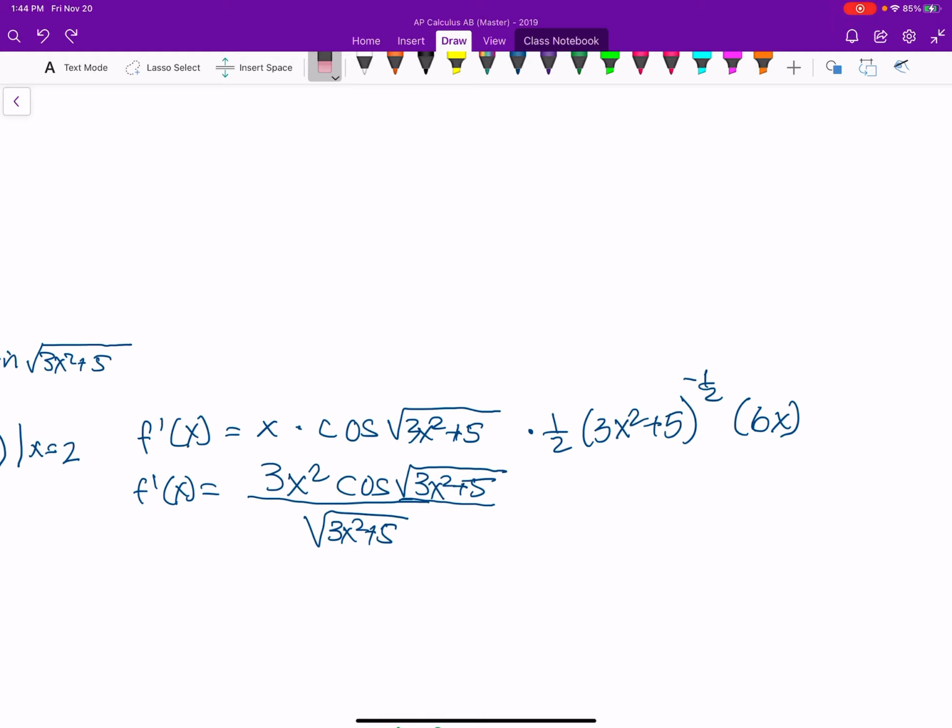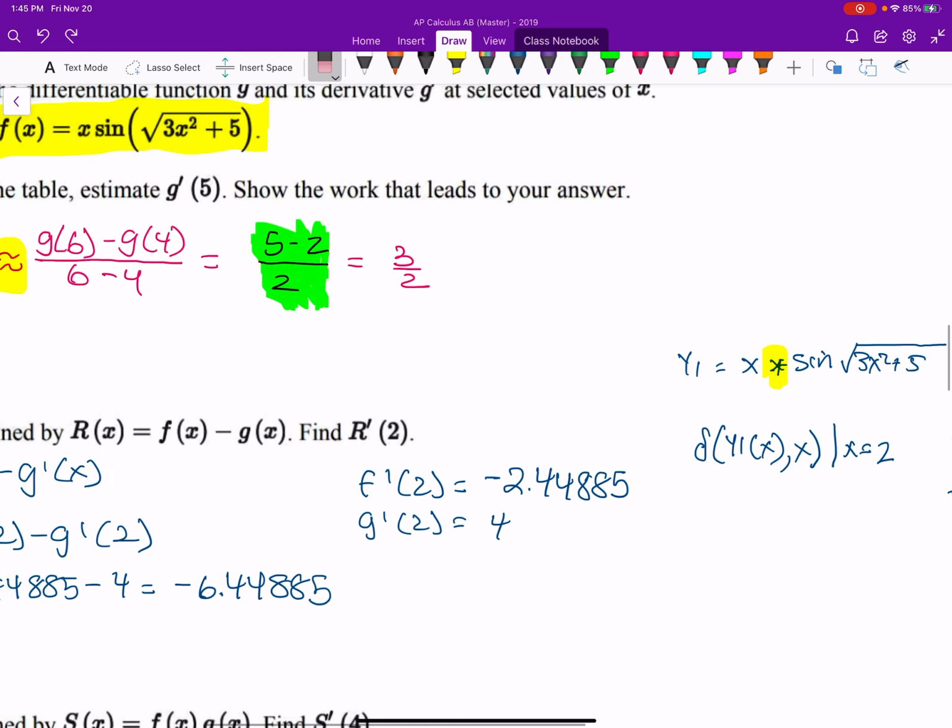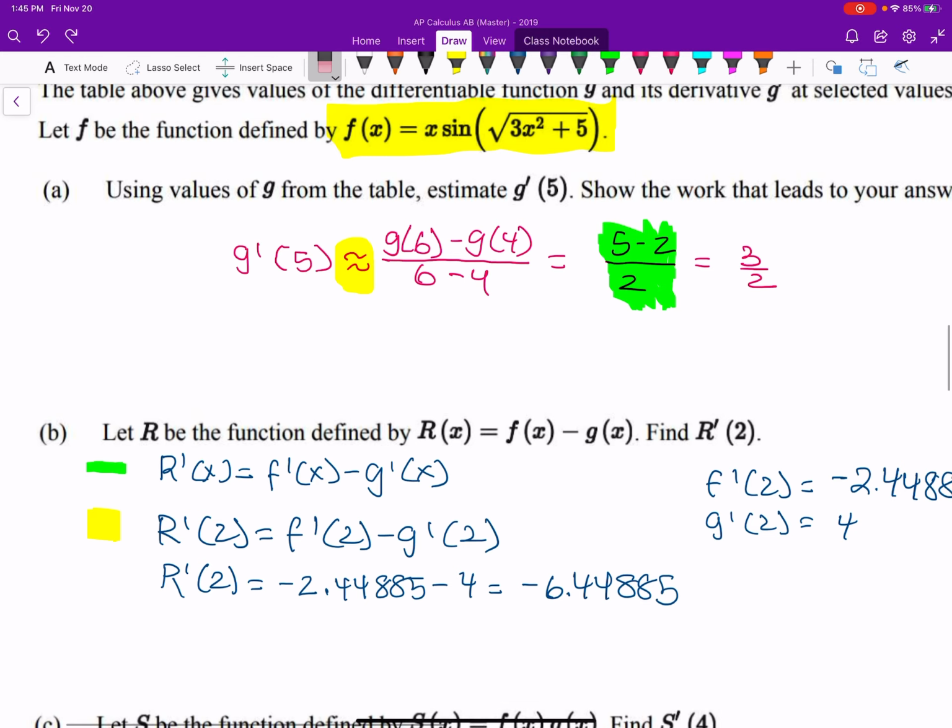And it's okay with the calculator to use decimals, as long as you use at least 3 decimal places, we're good to go. So that would be Part B.